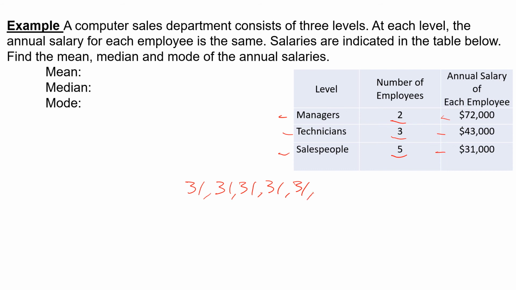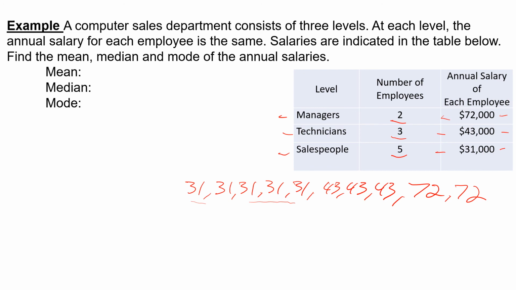There are 3 people making $43,000 a year, and there are only 2 people making $72,000 a year. A lot of people will think there are just 3 numbers here, but actually 31,000 is represented 5 times, 43 is represented 3 times, and managers are represented only twice.